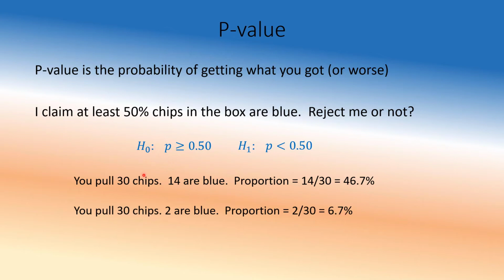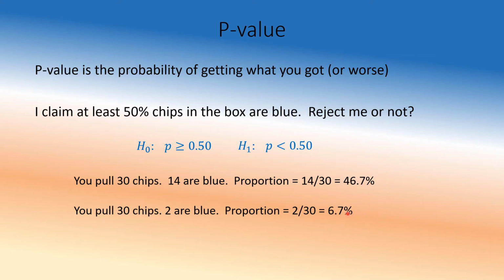If I pull 30 chips and half of them are supposed to be blue, I could be getting 14, could be getting 12, maybe 10, maybe even 9. But how can I only get 2 blue chips? That's not going to happen. In that case, you're going to say, I reject the null and I don't agree that 50% of the chips in this box are blue. So: do not reject, reject.